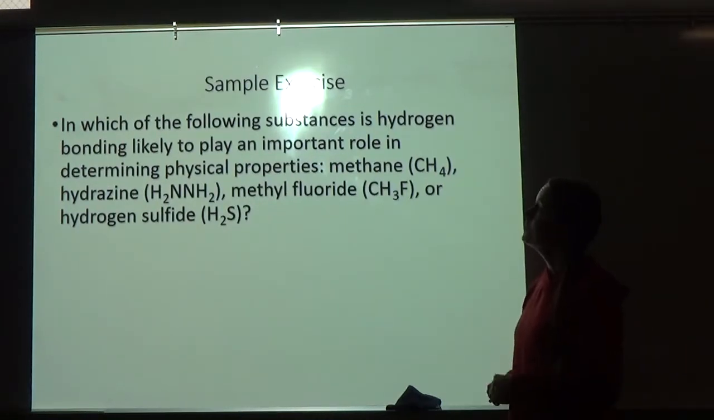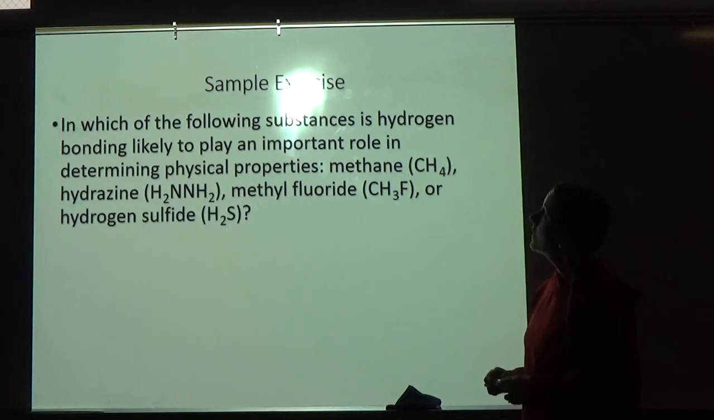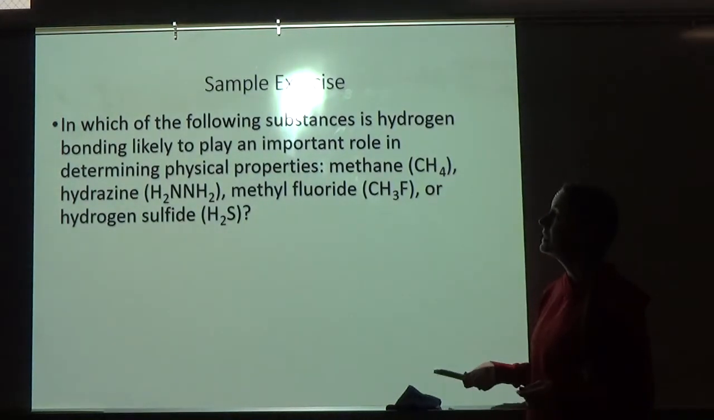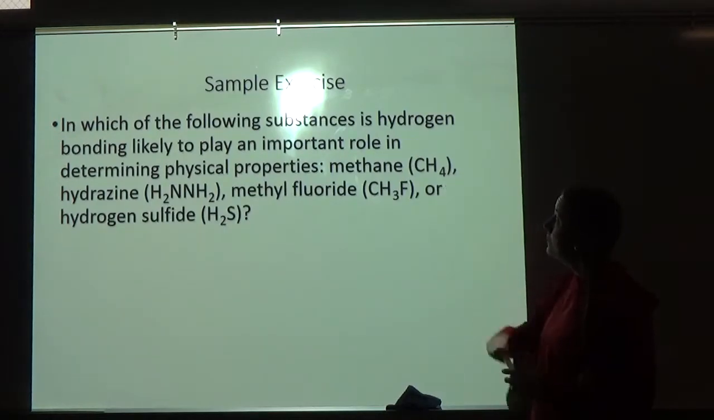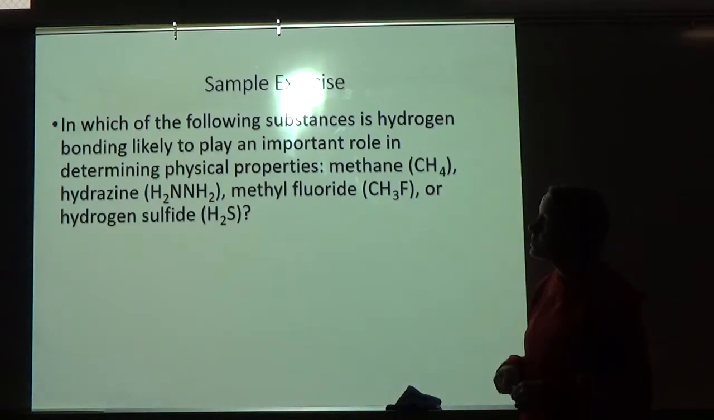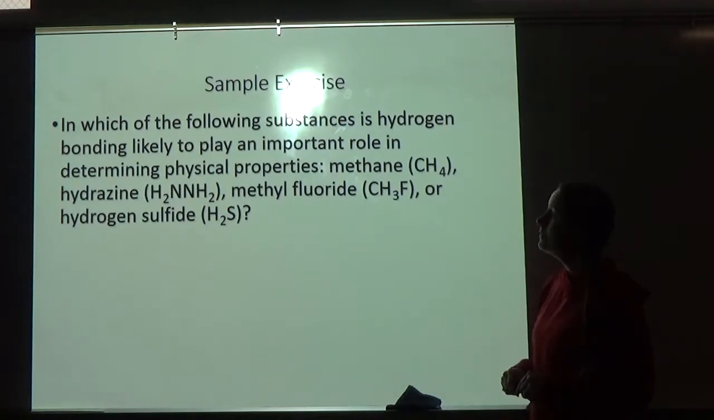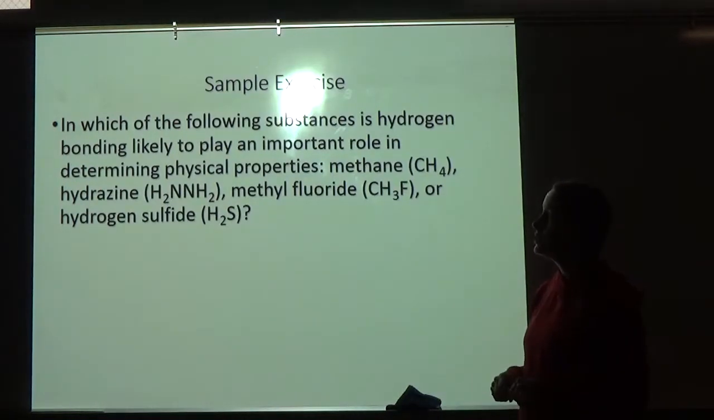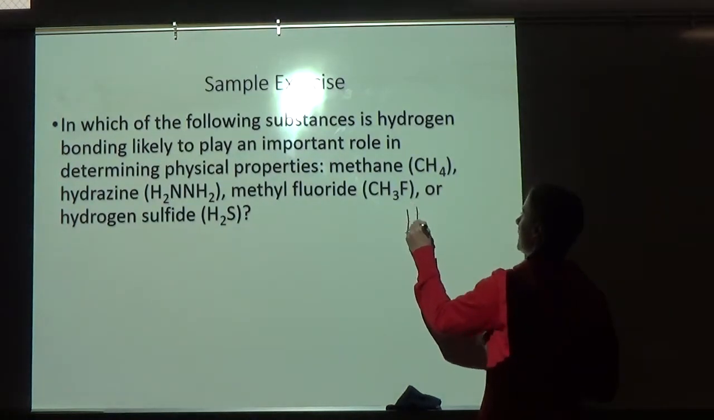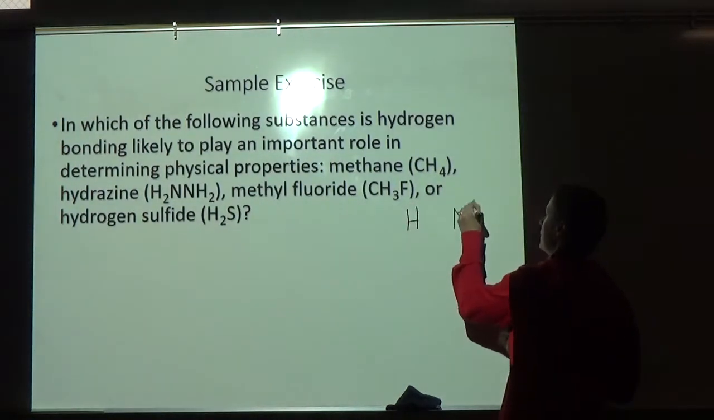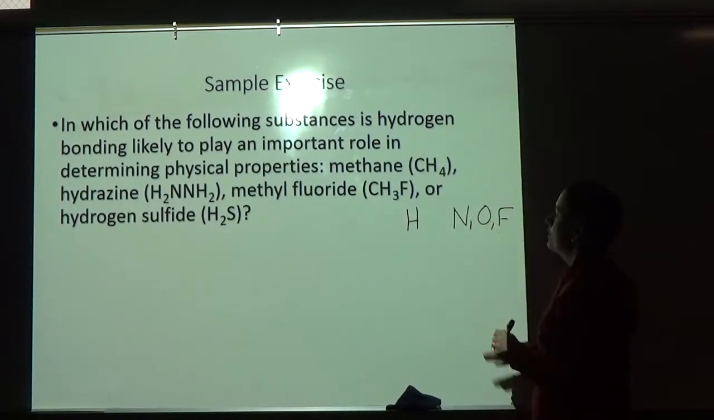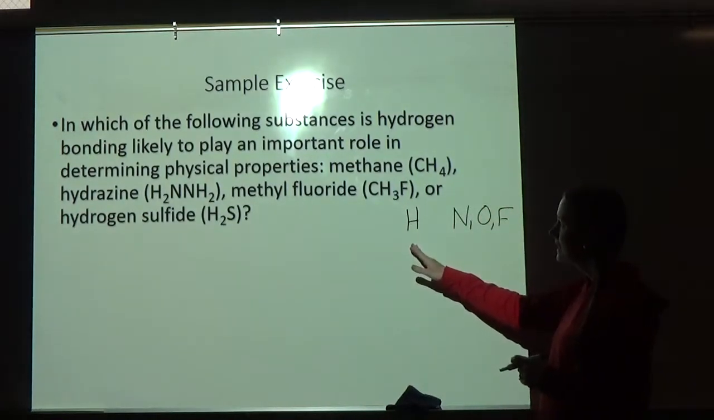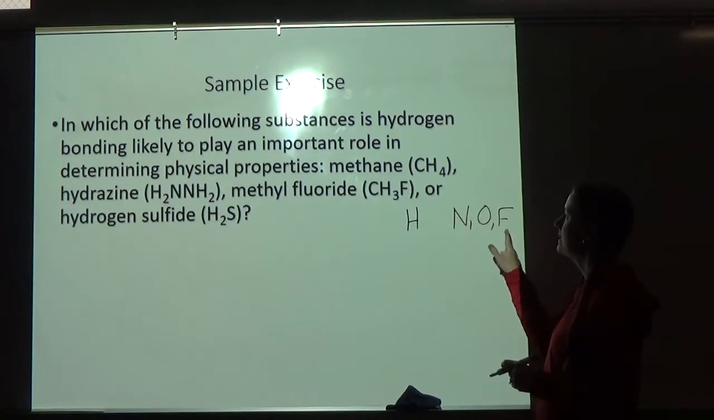All right, so let's look at this one together. It says, in which of the following substances is hydrogen bonding likely to play an important role in determining physical properties? Methane, which is CH4, hydrazine, which is H2NNH2, methyl fluoride, which is CH3F, or hydrogen sulfide, which is H2S. The first thing to remember is that for hydrogen bonding, you need H bonded to either N, O, or F. So I can discount anything where H is not bonded to N, O, or F.